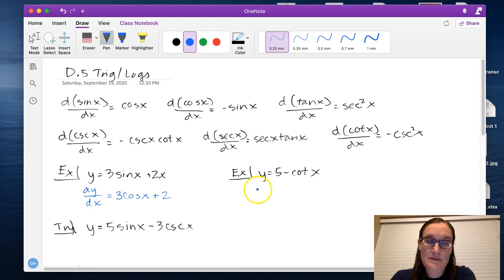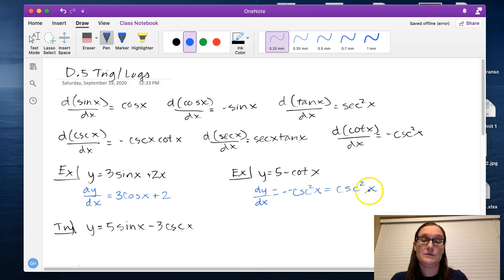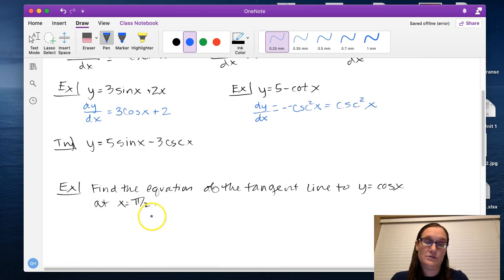All right, this one, derivative of 5 minus cotangent. Derivative of 5 is 0, so we leave that off. And then we have negative cotangent. The derivative of cotangent is negative cosecant squared, so we're going to have a negative negative. And obviously in your head you can say, oh, that's positive, and just say, oh, that's cosecant squared of x. You do need the x behind it. I know I'm saying cosecant squared, but it's really cosecant squared of x. All right, there's one for you to try.